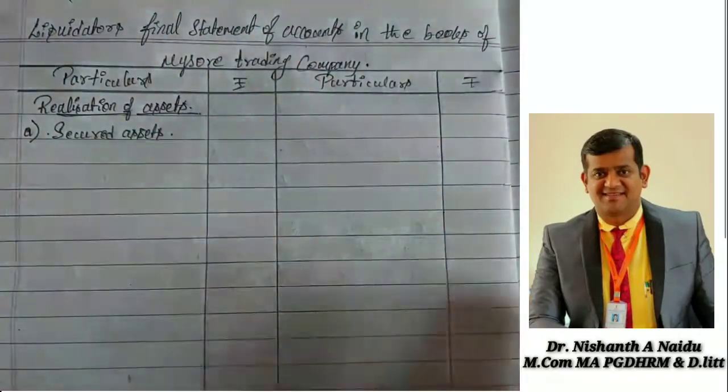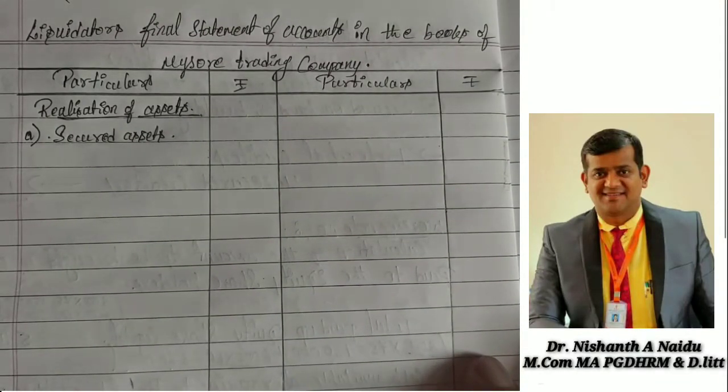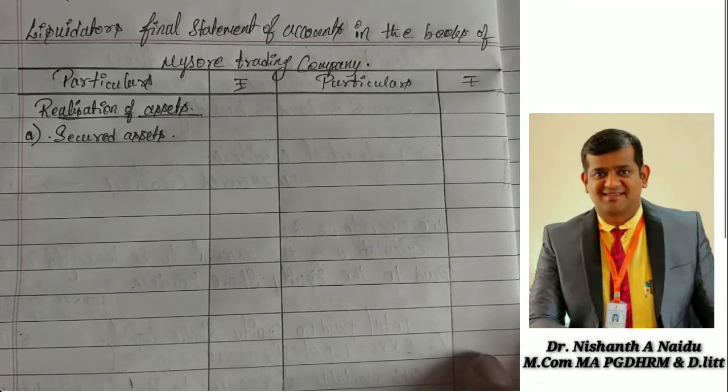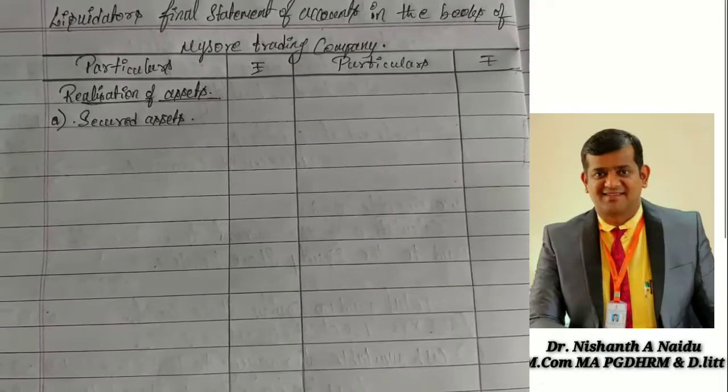Do we have any secured assets in the problem? Yes, it is there, right? He said in the liability side, secured loan, mortgage loan on buildings, rupees 6 lakh. So that means the loan which has been taken against land and building is rupees 6 lakh. And in the asset realization, in the adjustment, he said, land and building realized value is 14,40,000.